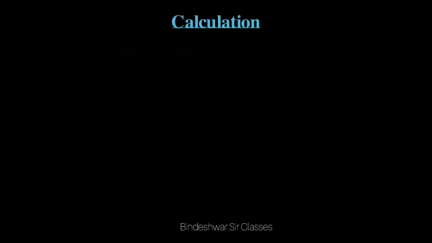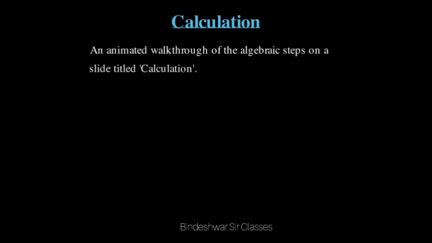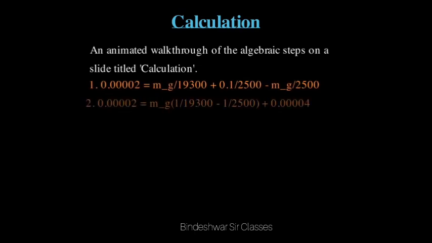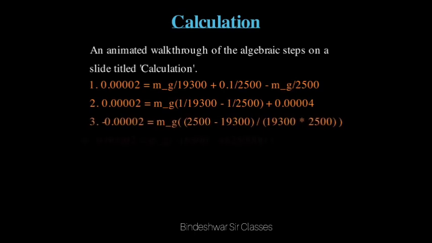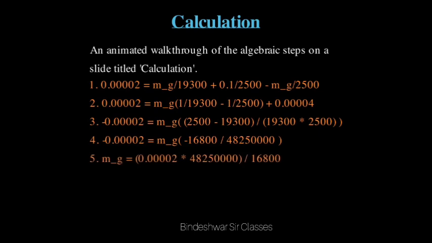Let's solve this equation for the mass of gold. We can split the second term on the right-hand side. The equation becomes 0.00002 equals m_g divided by 19,300 plus 0.1 divided by 2,500 minus m_g divided by 2,500. Now 0.1 divided by 2,500 is 0.00004. Let's move this to the left side. 0.00002 minus 0.00004 gives us negative 0.00002.